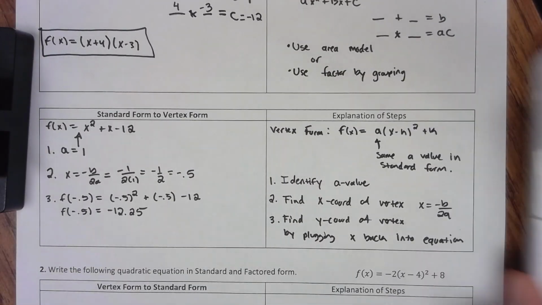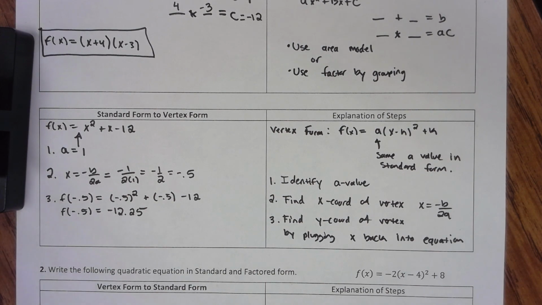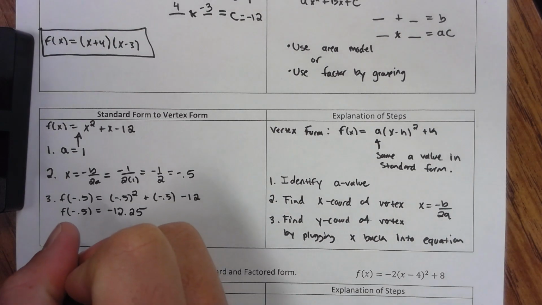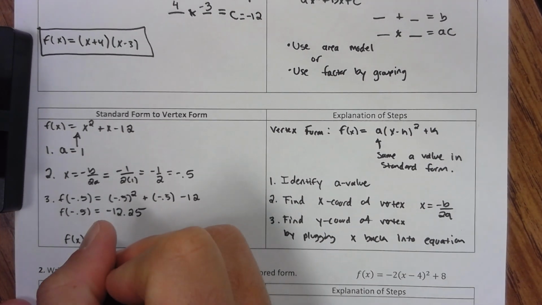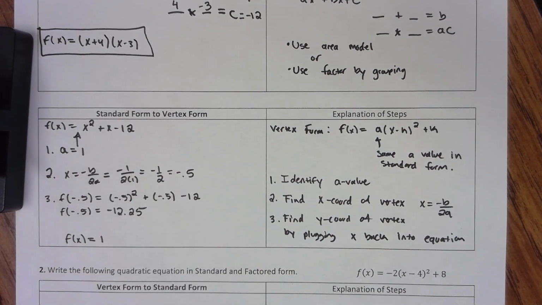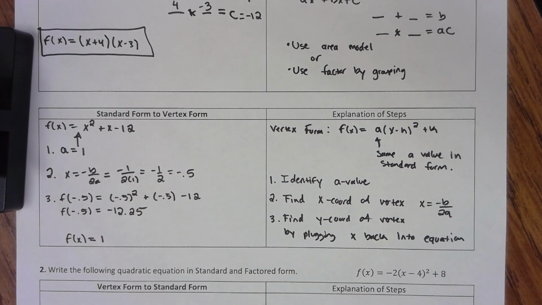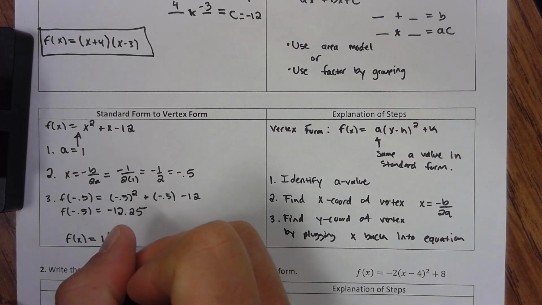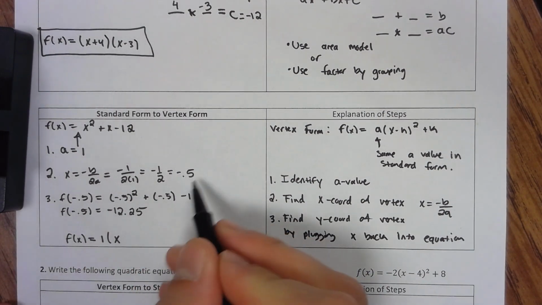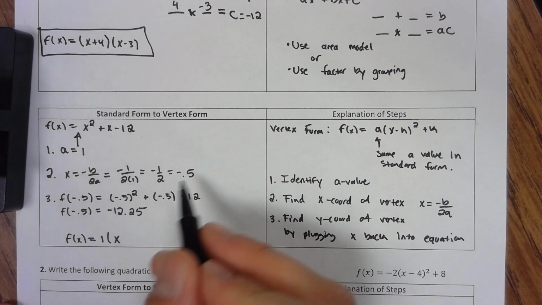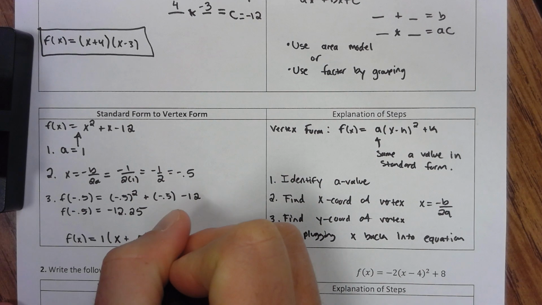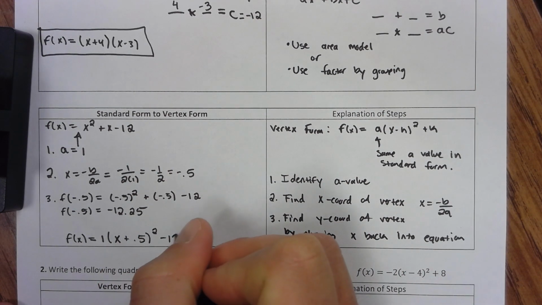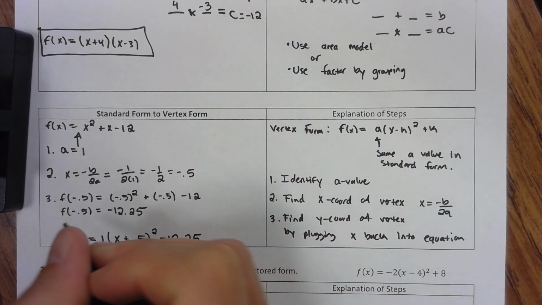Okay, and now that we have every single piece of information we need to write in vertex form, we just need to write the equation. Okay, so the equation is f of x equals our a value of 1. We actually don't need to write the 1 here, but I'll go ahead and do that just so that we know where that a value goes. And then it's x minus the x coordinate of the vertex. So it's a negative 0.5 as the x coordinate. So I'm going to say plus 0.5, squared, and then minus 12.25.